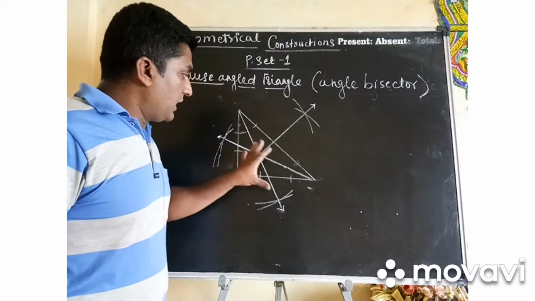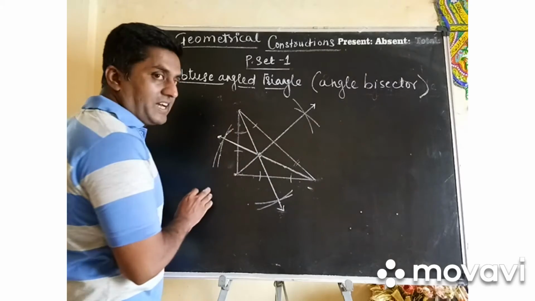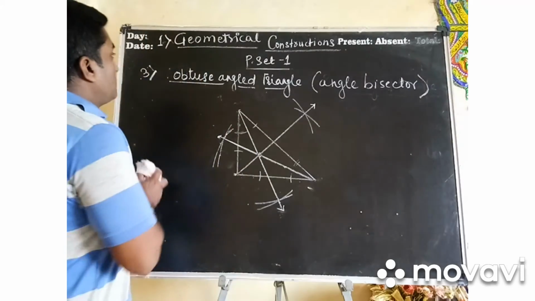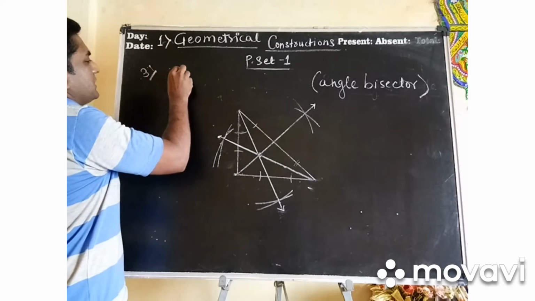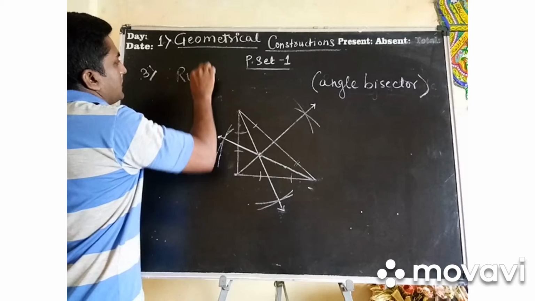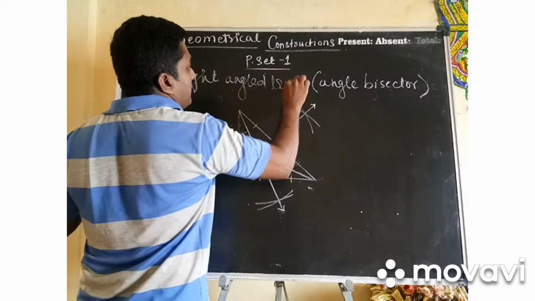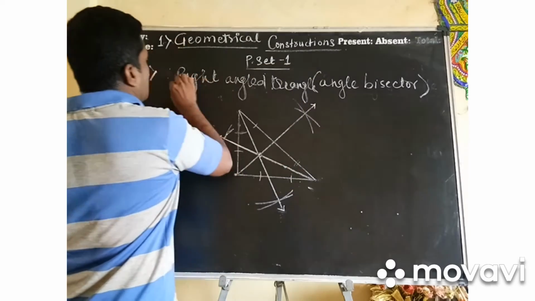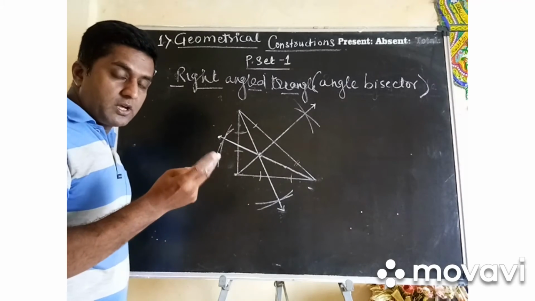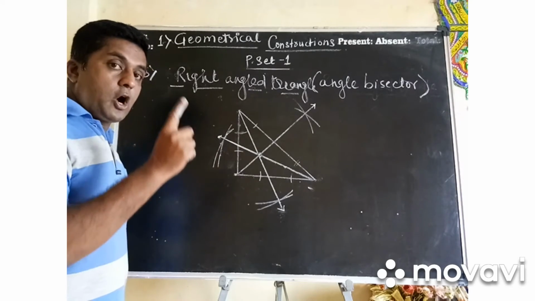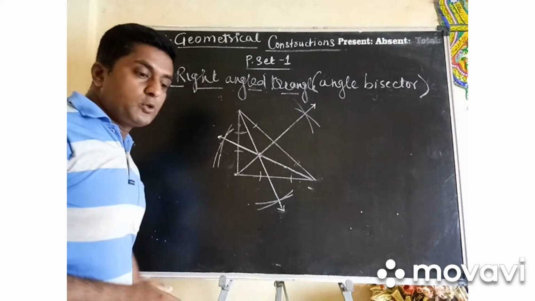Now see children, everything is ready. We have got the point of concurrence of angle bisectors of a right angle triangle, but one thing has to be changed here: instead of obtuse we have to write right angled triangle, right everybody? So this was your question number two in the third one. So in the third question we have seen two sums, two constructions. The first one was of an obtuse angle triangle, and the second one is of a right angle triangle. Hope you must have understood.